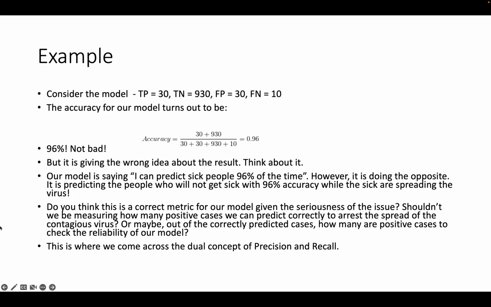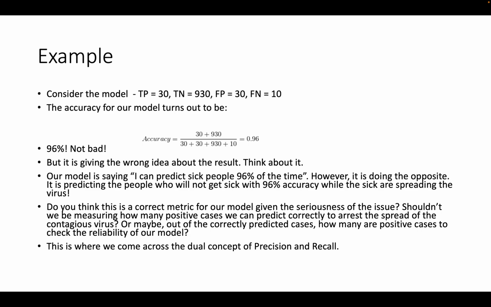Now, ये देखो, accuracy of the model is 96, which is insane. Imagine 96% of the times the model is right. थोड़ा ध्यान देना, बहुत interesting है ये. 96% of the times the model is right, which is insane. But it is giving the wrong idea about the result.